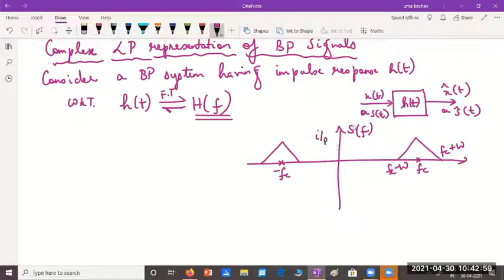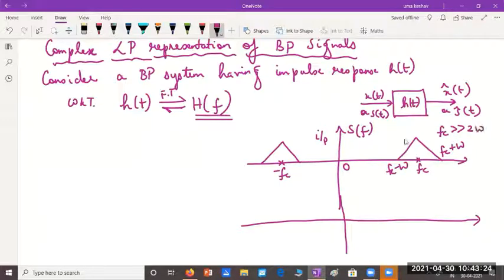This is the input signal to the system, and it is a bandpass signal because it exists in the vicinity of a high carrier frequency Fc, and its bandwidth will be very small when compared to Fc. Remember, usually it is narrow banded. We call it narrow banded because what is the bandwidth of this signal? The bandwidth of this signal is twice W. So Fc can be told to be much greater than 2W.